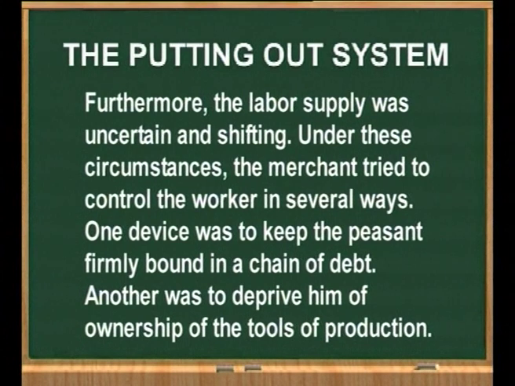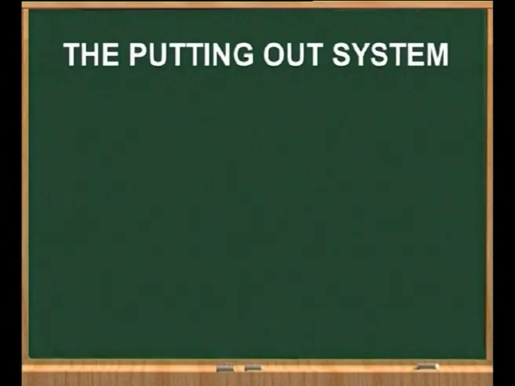One device was to keep the peasant firmly bound in a chain of debt. Another was to deprive him of ownership of the tools of production. In the latter case, the worker was forced to rent the tools from the merchant and was reduced in effect to a completely dependent employee.